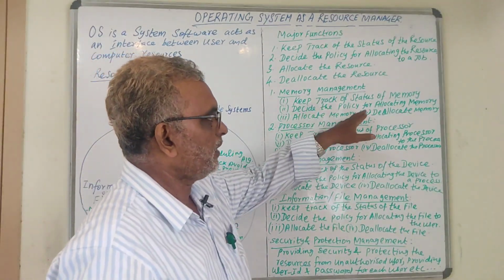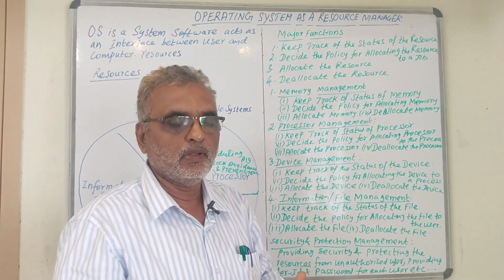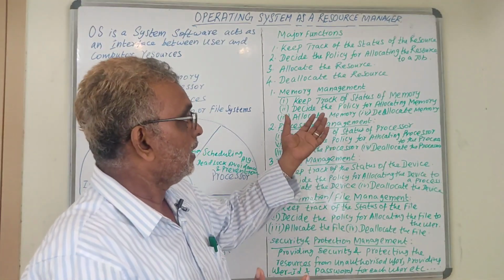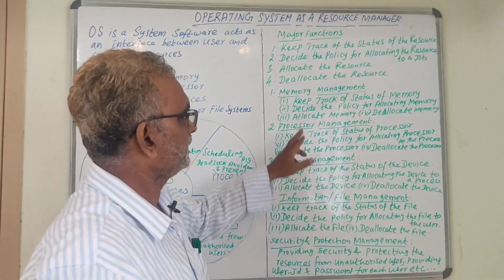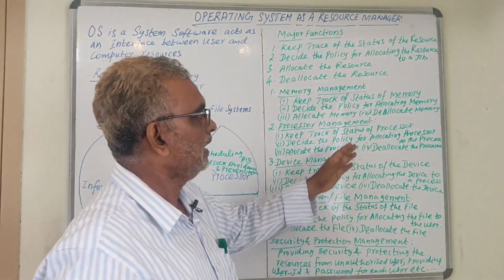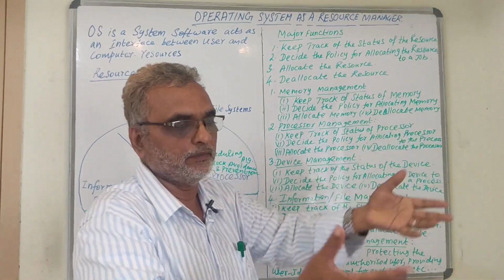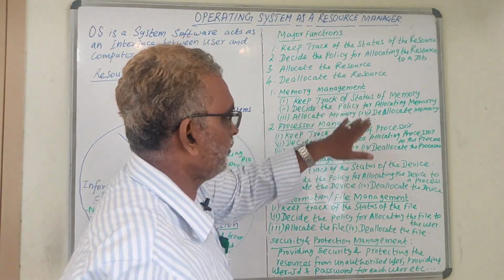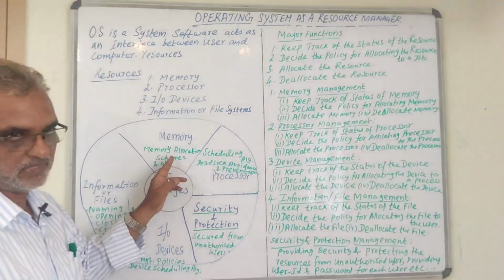Number 2, decide the policy for allocating the memory. Depending upon the size of the job, the memory should be provided. Number 3, allocate the memory to that particular job. Once the job is over, we have to reclaim the resource, that is, deallocate the memory. At the time of deciding the policy for allocating the memory, many memory allocation schemes and algorithms are available.